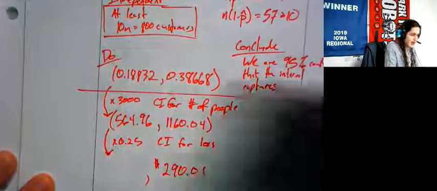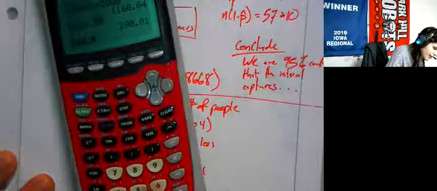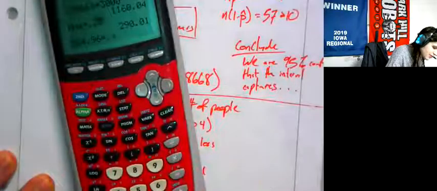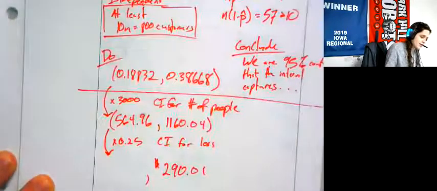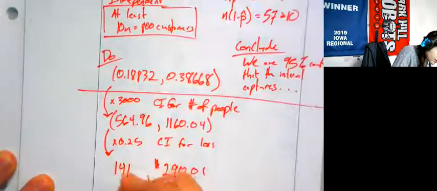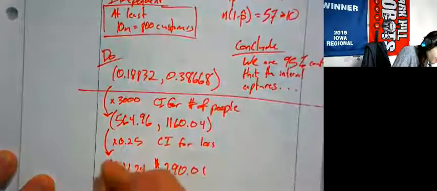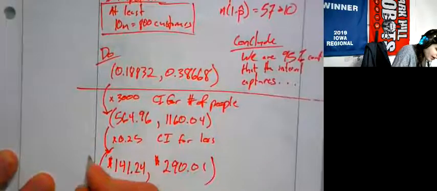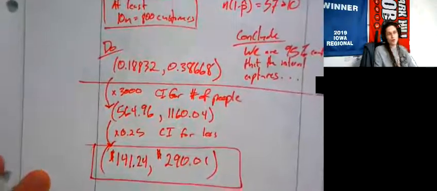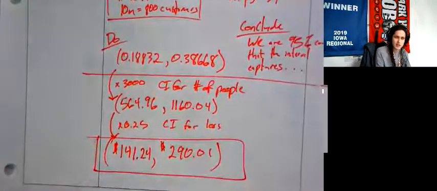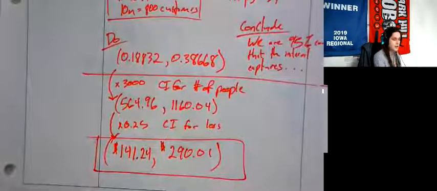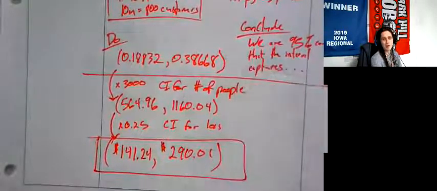A lower bound, 564.96 times 0.25 gives me a lower bound of $141.24. So we've now generated a confidence interval for the amount lost by this restaurant, starting from a confidence interval for the proportion of people that are going to steal.